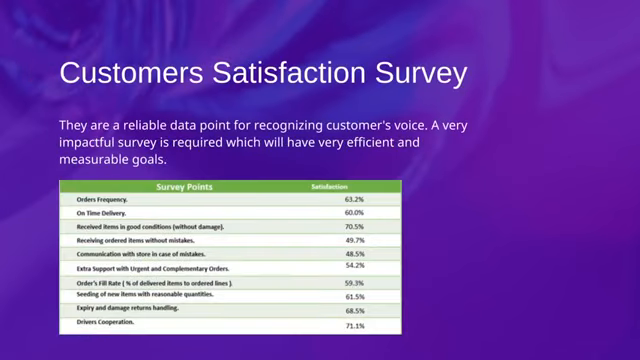So the customer satisfaction survey, of course, is a reliable data point for recognizing the customer voice. A very impactful survey should be very efficient and should have measurable goals. As you can see in the survey here, we conducted it with more than 500 pharmacies, and we gained more than 200 replies from them. Our customers are basically not happy about the production volume of the warehouse. They're not happy about the support in urgent orders and complementary orders. They're also not happy about the mistakes. They aren't satisfied with the order mistakes, or about their communication with the store to resolve the problem of order mistakes.